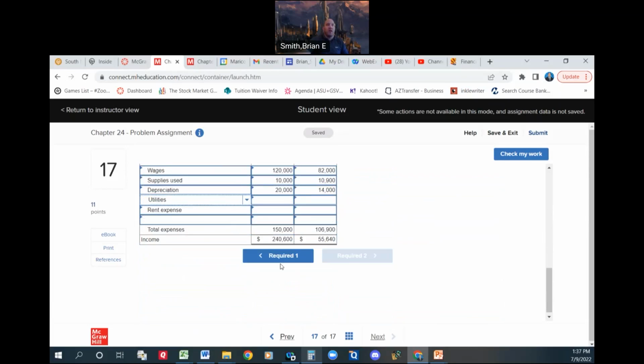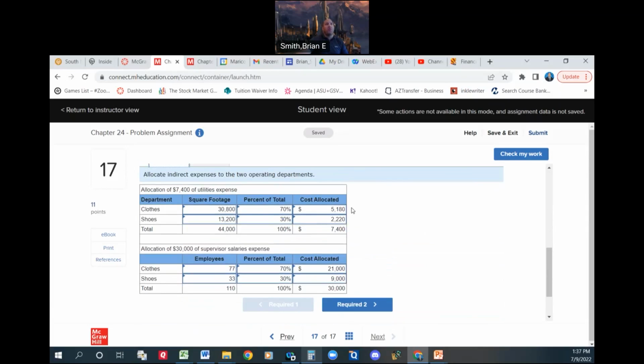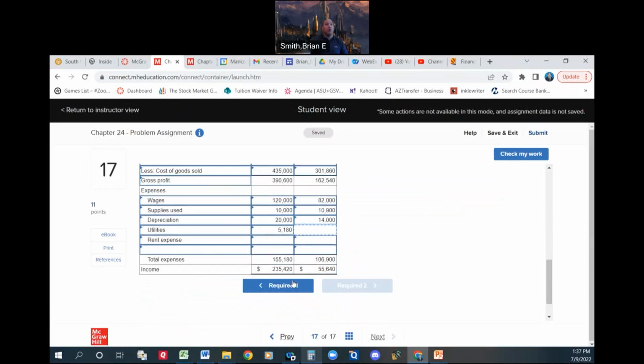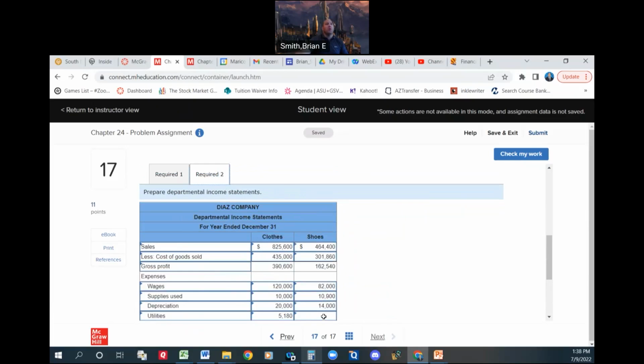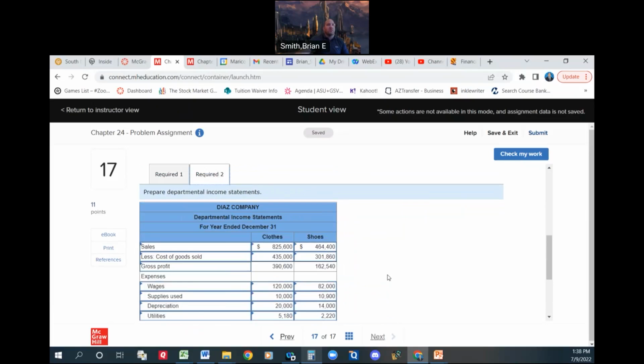Okay, then what do we calculate on the prior requirement? So we're allocating to the clothing department 5,180 for utilities. 5,180. For the shoes, it was 2,220. And then 21,000 for rent. Oh, that was supervisor salaries. I got to change that. Supervisor salaries, not rent. 21,000 for supervisor salaries.